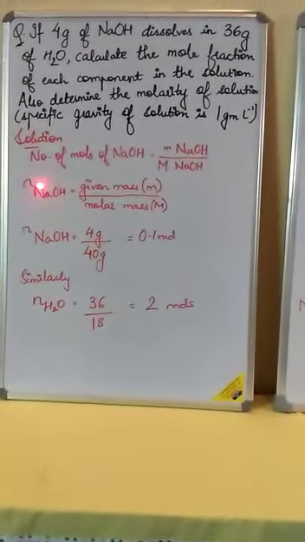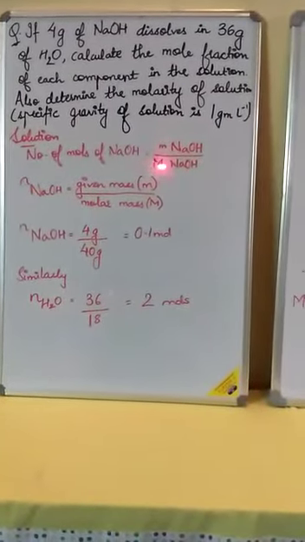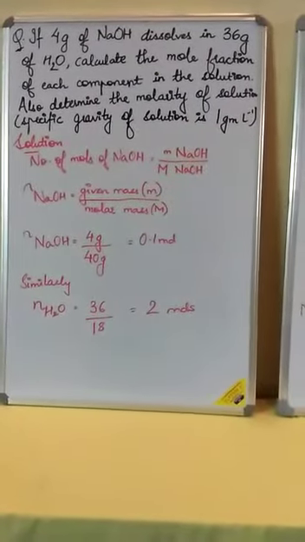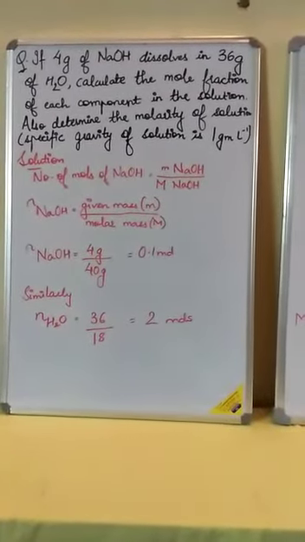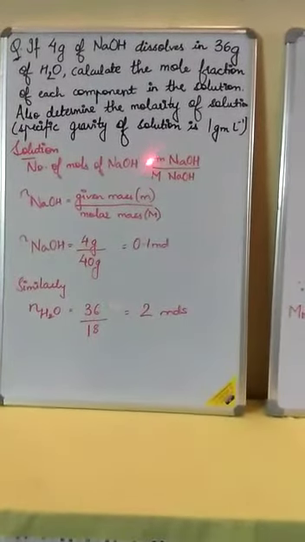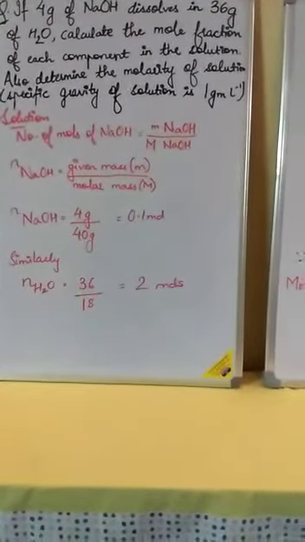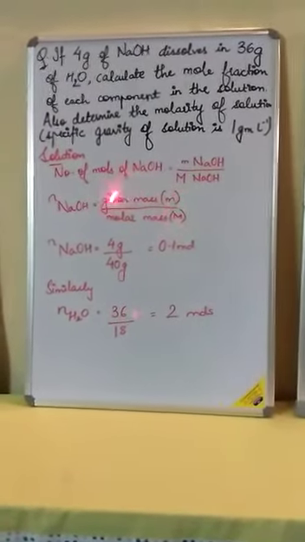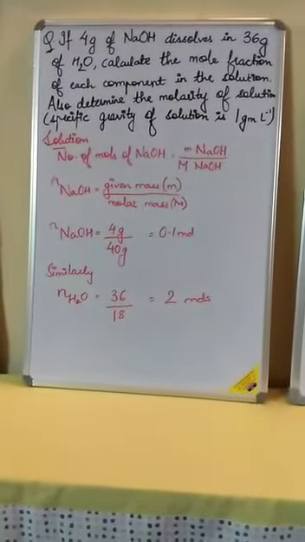So first we will calculate number of moles of sodium hydroxide, which is a solute. We know that n solute equals small m by capital M, where small m is the given mass of substance and capital M is molar mass of substance. So this is how given mass by molar mass gives you number of moles of sodium hydroxide.